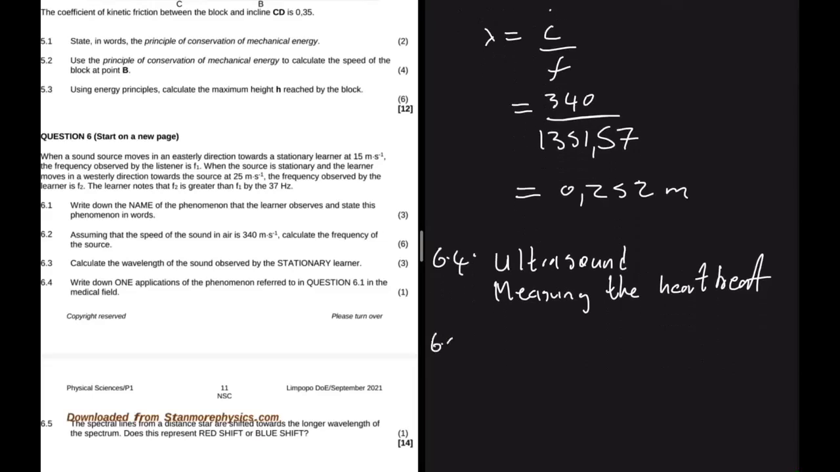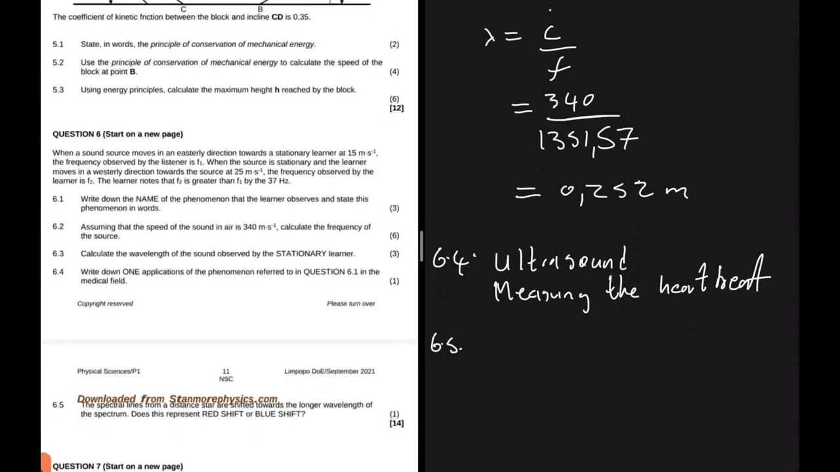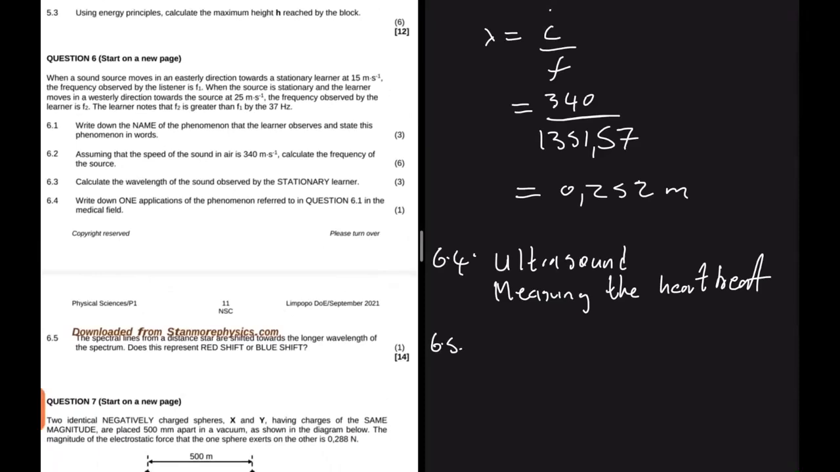And then 6.5 says the spectral lines from a star are shifted towards the longer wavelength of the spectrum. Does this represent redshift or blueshift? So longer wavelength, that is redshift. If it's shorter wavelength, then that is blueshift.